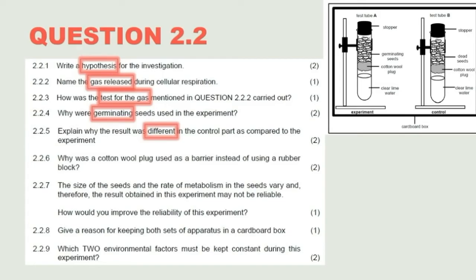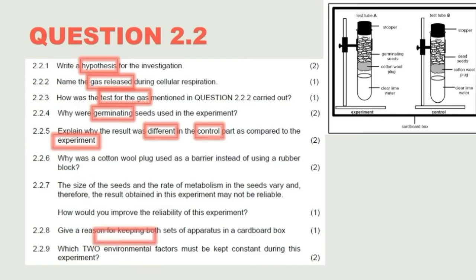If you look to the right hand side, you have test tube A and test tube B. Test tube A is my experiment where I have germinating seeds. They are alive. They are undergoing cellular respiration. Test tube B has dead seeds. So that means that there's no cellular respiration taking place.